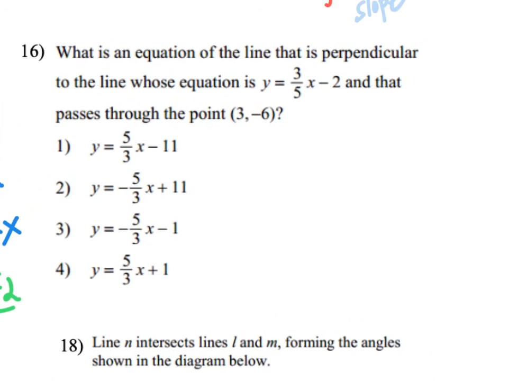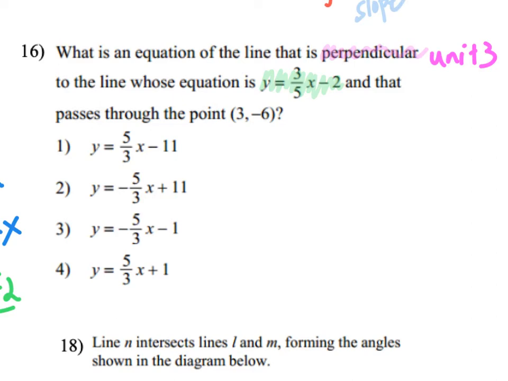So for number 16, once again, I know that this is a Unit 3 question. Right, for Unit 3 questions, I know that I'm dealing with lines and equations for lines. So let's see. What is an equation for a line that is perpendicular? Okay, keyword, I'm going to annotate that. Perpendicular to the line, so this is my given line. So I'm going to annotate this, and my equation is y equals 3 over 5x minus 2. Bless up, that's already in slope-intercept form. Don't need to do anything further to that.